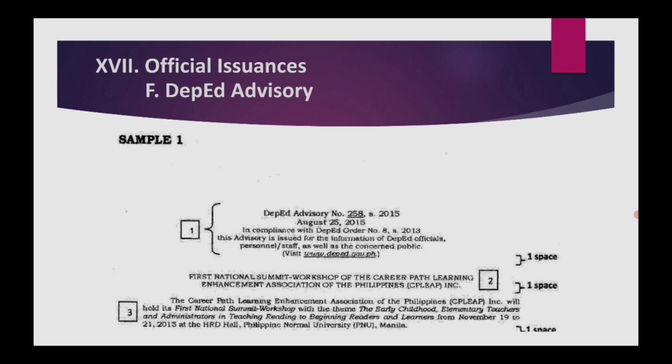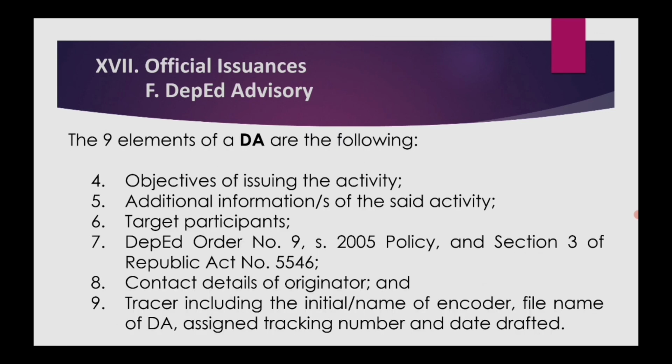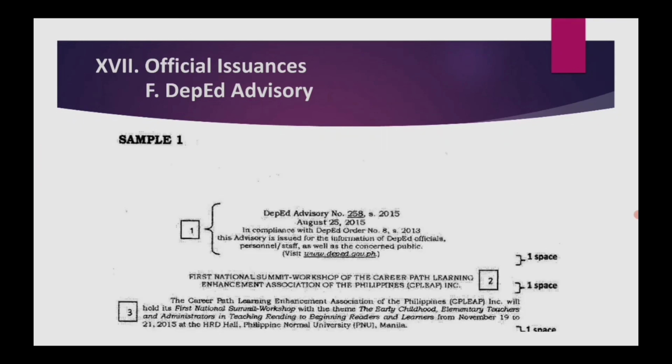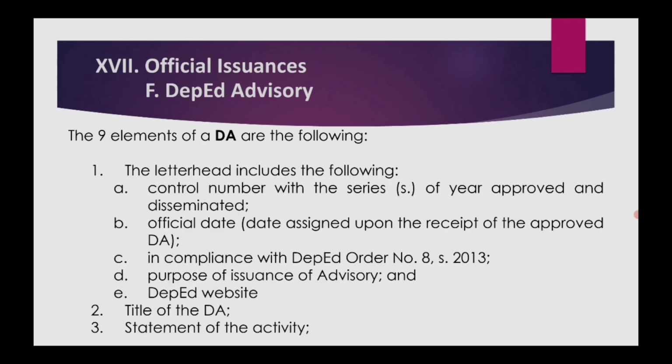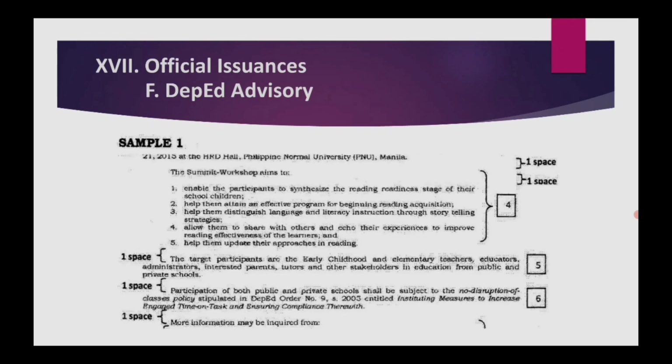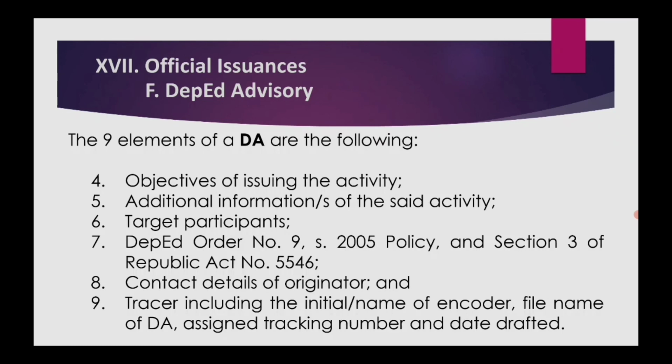It's quite different from the previous issuances. No, you do not have the letterhead, but instead you have the control number, the official date, the compliance to DepEd Order No. 8, purpose of issuance, and the DepEd website. Okay. And then the title, number 3 is the statement of the activity. Then you have number 4. Number 4 is the objectives of issuing the activity.